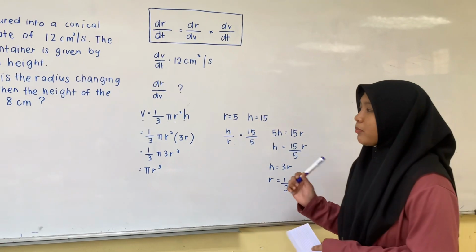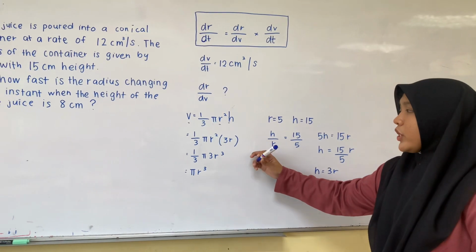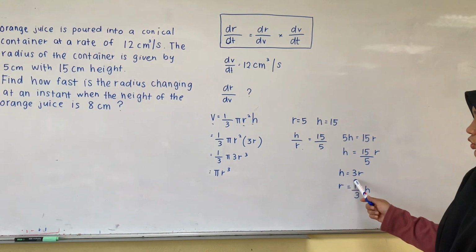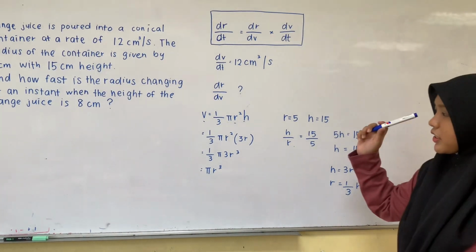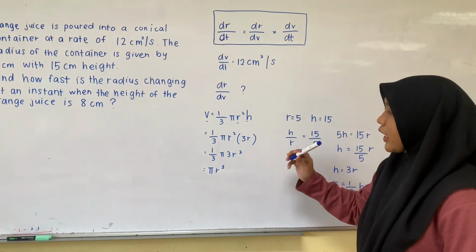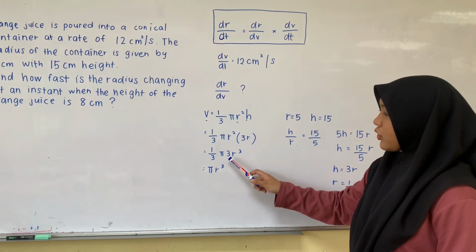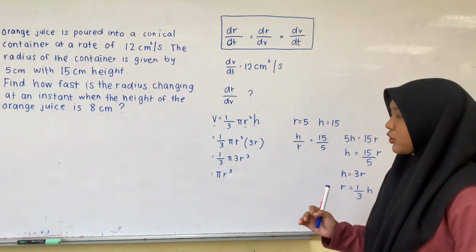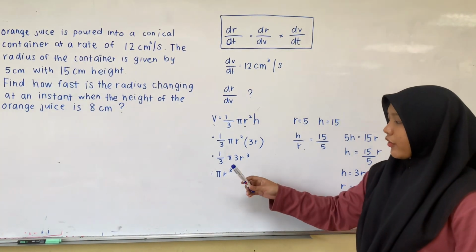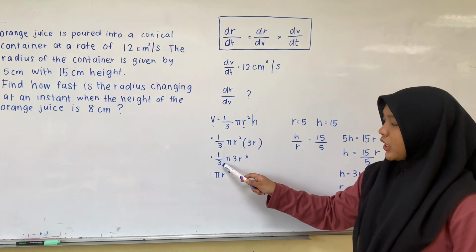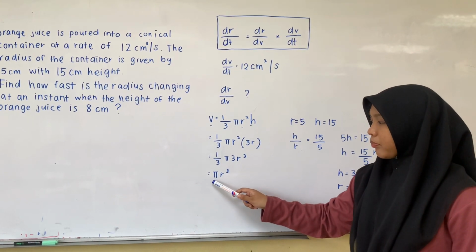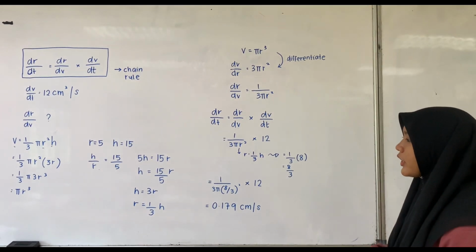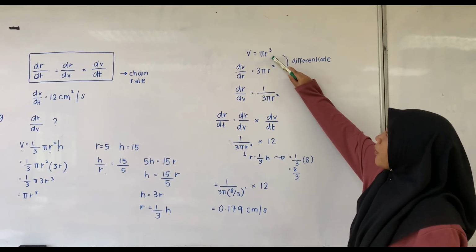Moving back to this equation here, we don't want h, we only want r. As h equals 3r, we are going to substitute it here. If you simplify it, you get 1 over 3 times pi times 3r cubed. To simplify it further, you multiply 1 over 3 with 3, and then you get pi r cubed. So we already have the volume equals pi r cubed.